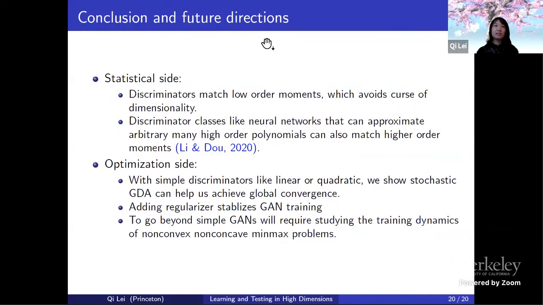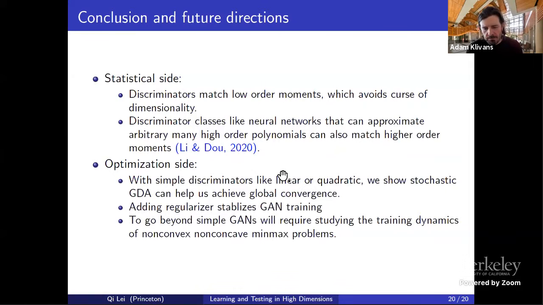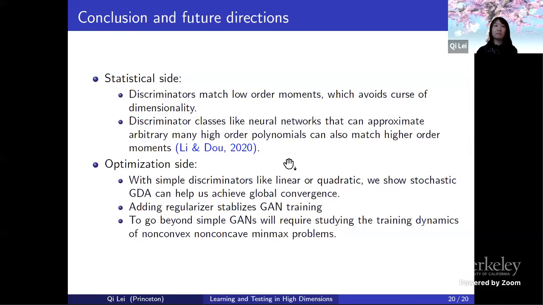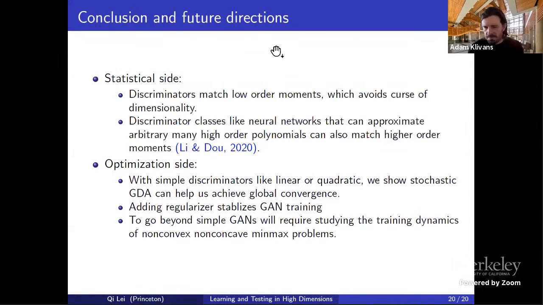For more complicated generators, we will definitely need a more complicated discriminator, which makes the problem non-convex, non-concave. And generally, we actually don't know how to achieve global min-max for general non-convex, non-concave problems. There is work, as I mentioned in the related work part, to achieve local min-max, but that's not enough for us to learn the target distribution in general. Gotcha.